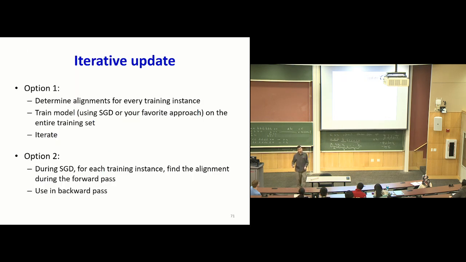And there are a couple of different ways of doing it. Once you've trained a new model, you can go back and find the best alignments for your entire training set and then use the new alignments to update your model. Or you can do this incrementally as you would in SGD. Every time you process an instance, you find the alignment, update your model, and then use the updated model to go on to the next instance. So there are different ways of doing it, but the basic idea remains the same, right?